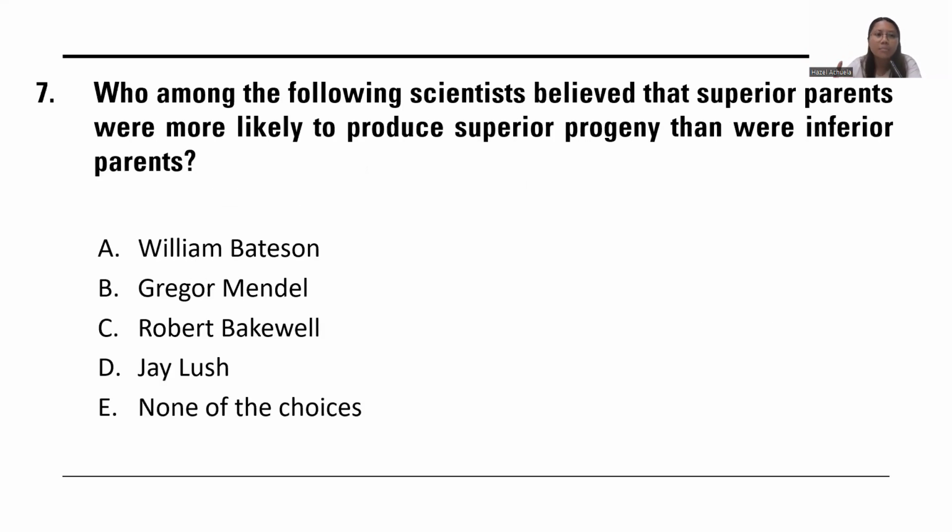Let's proceed to number 7. The question is, who among the following scientists believed that superior parents were more likely to produce superior progeny than were inferior parents? A. William Bateson. B. Gregor Mendel. C. Robert Bakewell. D. J. Lush. Or E. None of the choices.